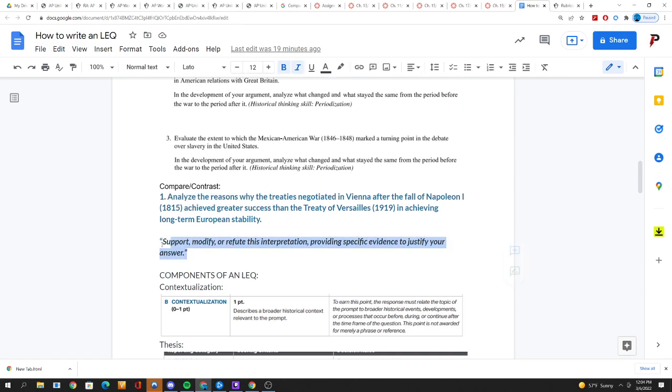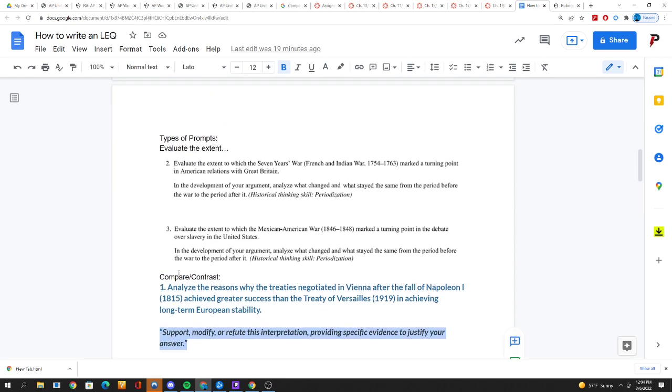But you're also going to get this thing at the end of some of your essays: support, modify, or refute this interpretation. Basically, it's a very cheeky way of calling it evaluate the extent. Remember how I said evaluate the extent is just basically going in the middle, going towards either a positive or negative, or directly in the middle?